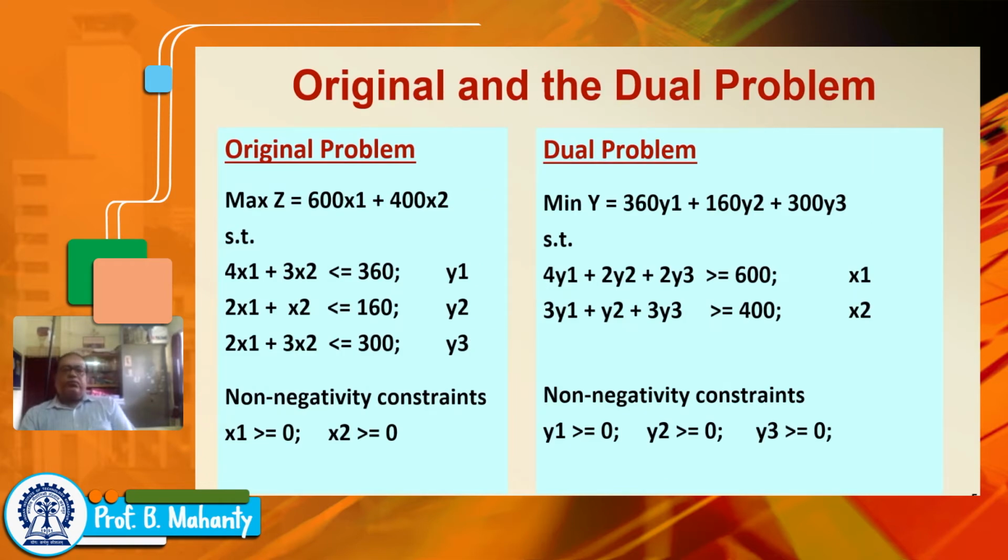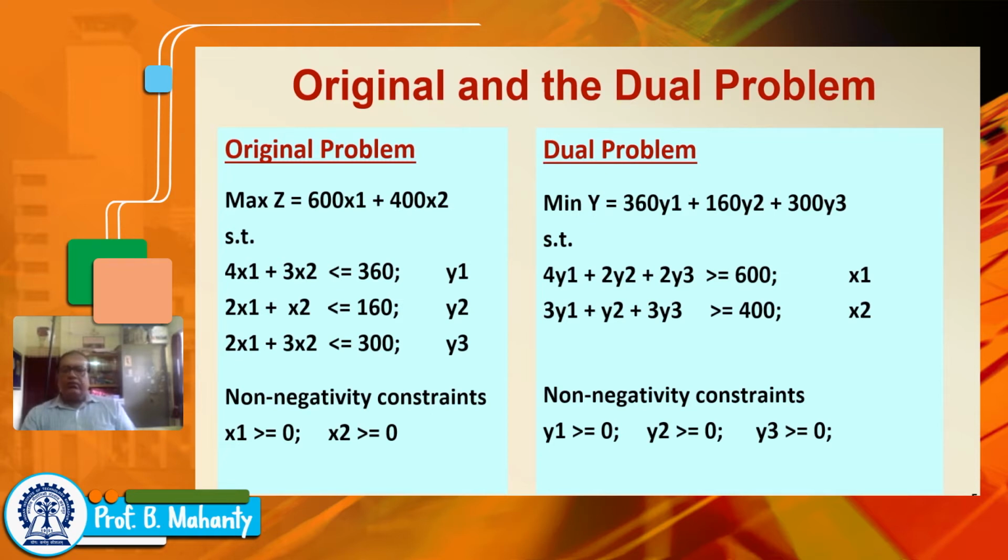So that form would be then 4y1 plus 2y2 plus 2y3 greater than equal to 600, and 3y1 plus y2 plus 3y3 should be greater than equal to 400. And x1, x2 will be the corresponding dual of the dual, which are nothing but the primal.